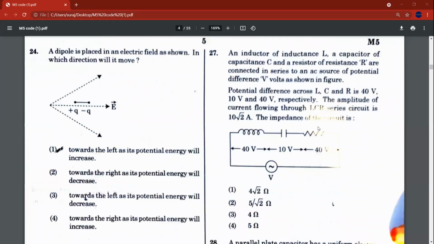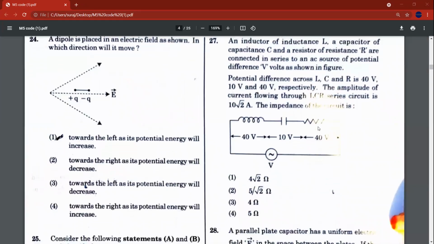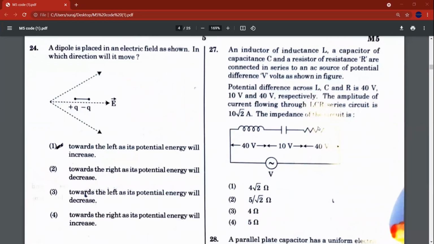Normal LCR circuit problem. They're asking the impedance of the circuit. Impedance is very easy. Z they are asking. So V is given, you can find VRMS, and IRMS also we can find. Current is given, this is the amplitude. I naught is given, 10 into root 2. IRMS will be I naught by root 2, that is 10.